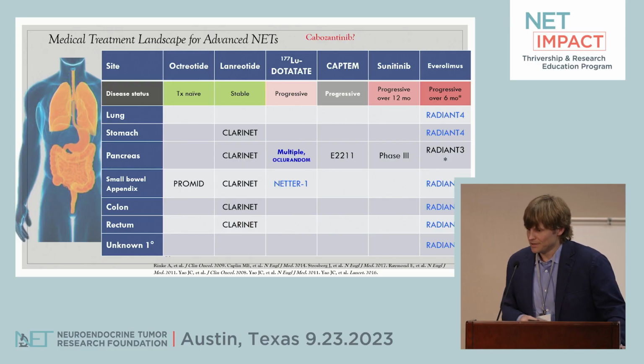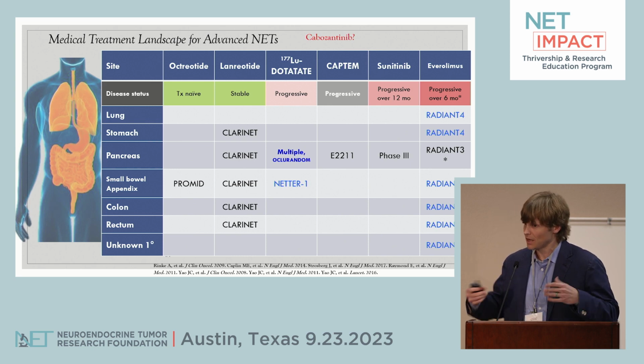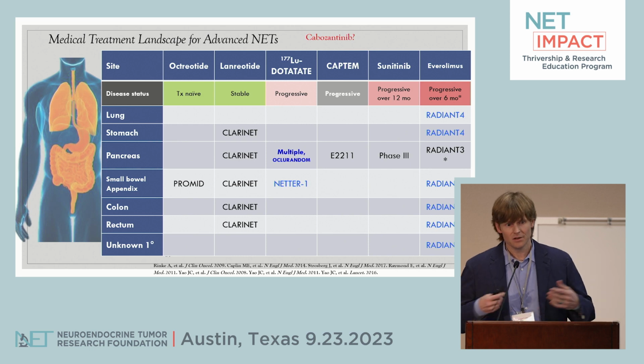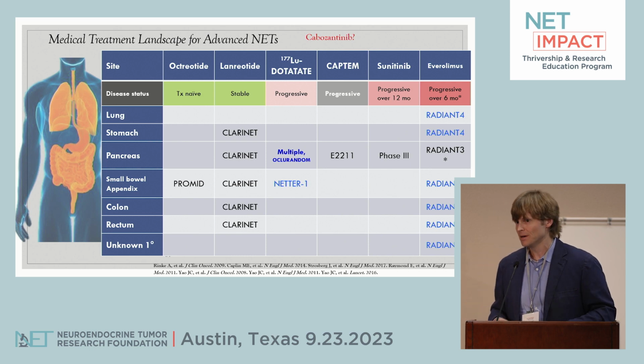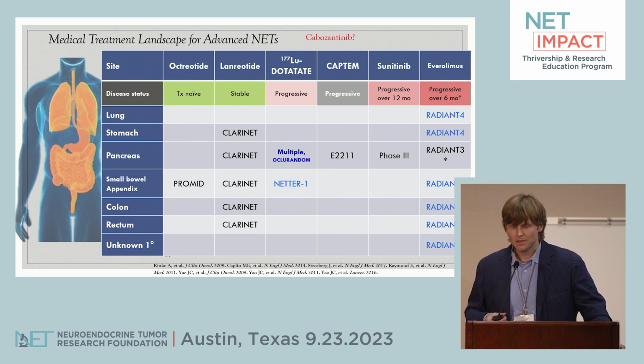So medical treatment landscape for advanced neuroendocrine tumors is just kind of a sum-up slide of the trials that have led to some of the drugs that we use. So we'll talk about somatostatin analogs. The most notable ones are octreotide and lanreotide. There's others in development, pasireotide. There's other oral somatostatin receptor related drugs that are also being developed.